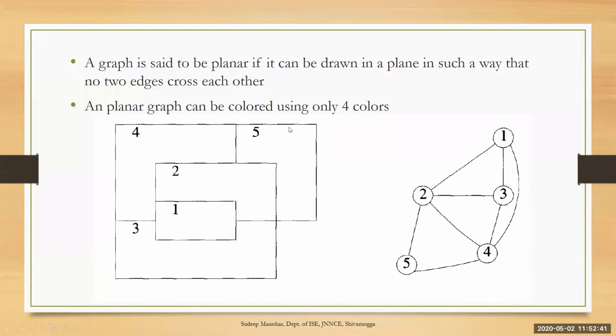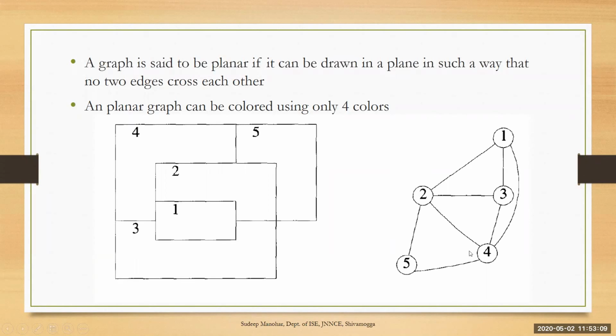Then take this one. 1 is adjacent to 2, 3, and 4. One more, it's like this. So take 3. 3 is adjacent to 4, 3 is adjacent to 1, 3 is adjacent to 2 also. So 3 is adjacent to 1, 2, and 4.